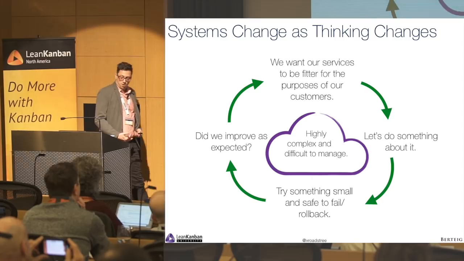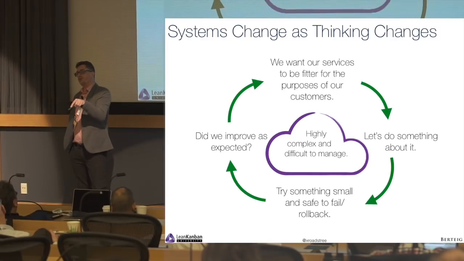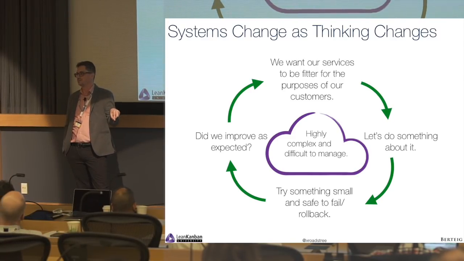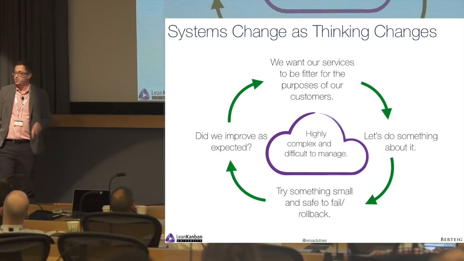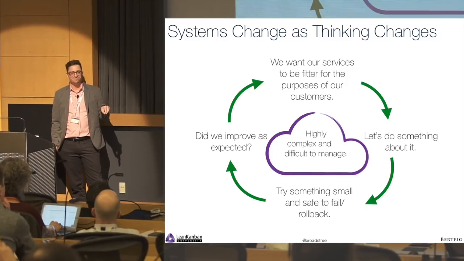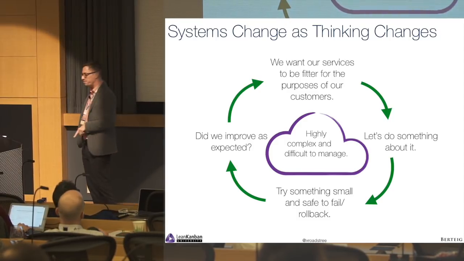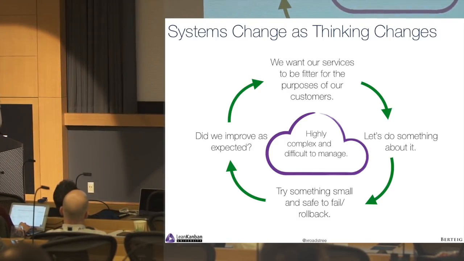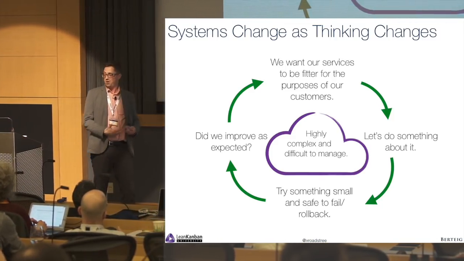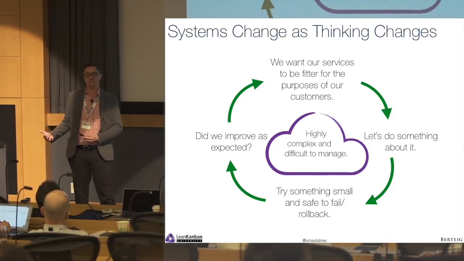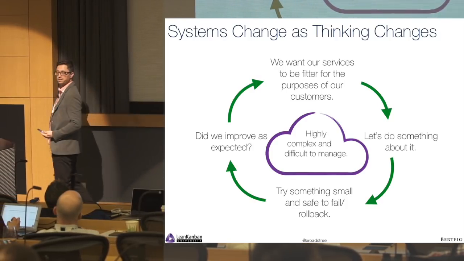Instead, try something small, safe to fail, safe to roll back, because you don't know what's going to happen until it actually happens. You're in the complex domain. So you're guessing, right? You're hypothesizing. You have to use the scientific method, just like Dragos talked about yesterday. And then you need to see, did we improve as expected or not? If we got what we wanted out of it, let's keep doing it. If we didn't, let's stop it.